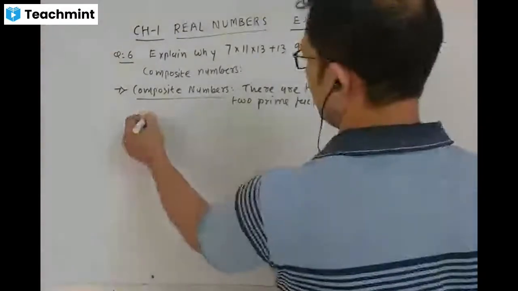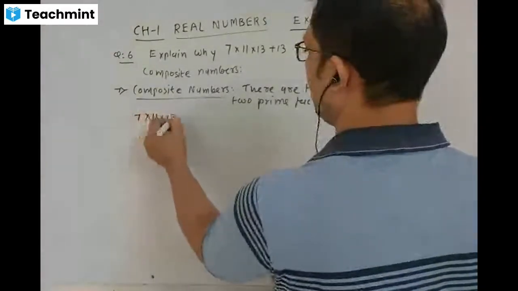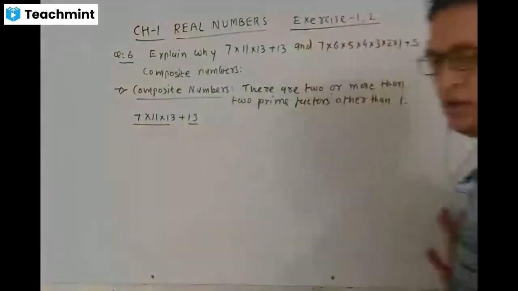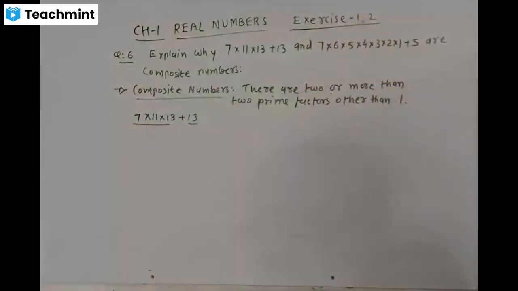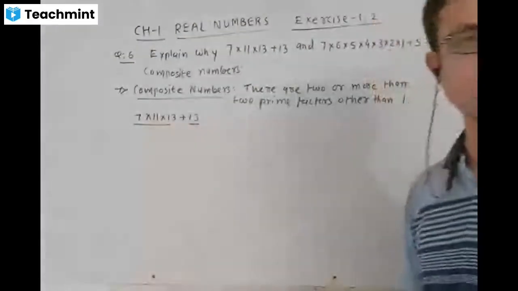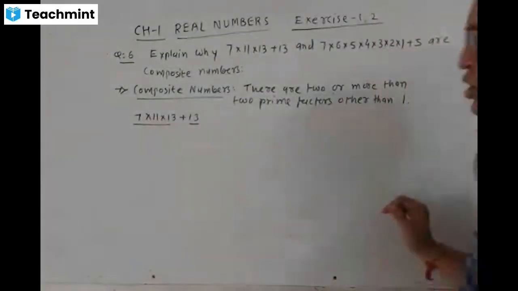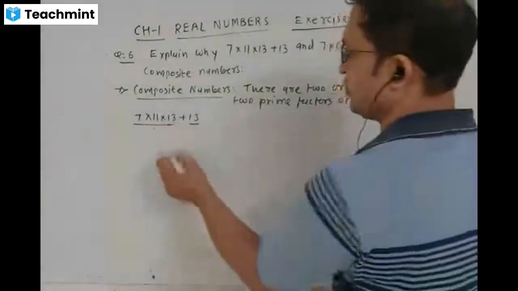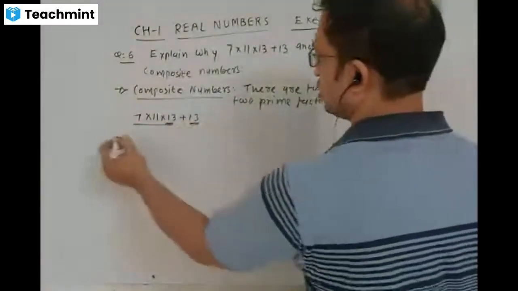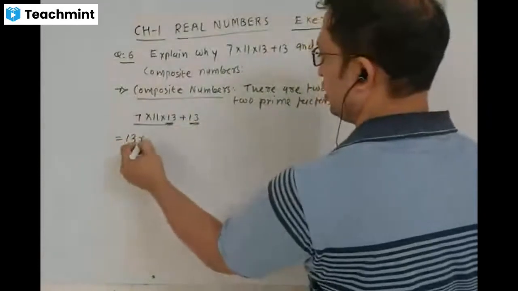The question is 7 into 11 into 13 plus 13. That is one number, that is another number. These numbers are separated by an addition sign. There are two terms, one term and another term. Terms are separated by addition and subtraction signs. Which number is common? 13 is common.